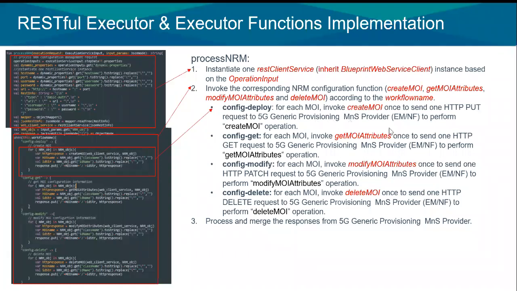5G MNS provider can be an EM or an NF. And when the MNS provider receives the put request, it will perform the create MOI operations and send the response back to the blueprint executor. And then the process NRM function will process and merge the response from the 5G MNS provider and send them back to the SO. Yeah.